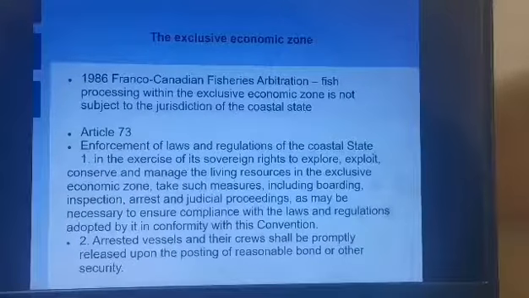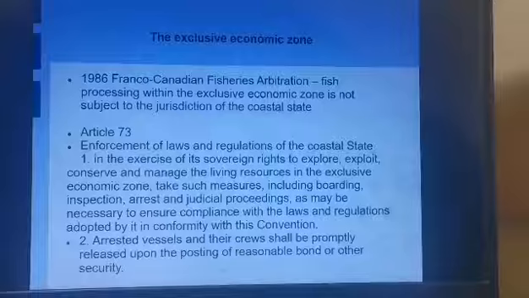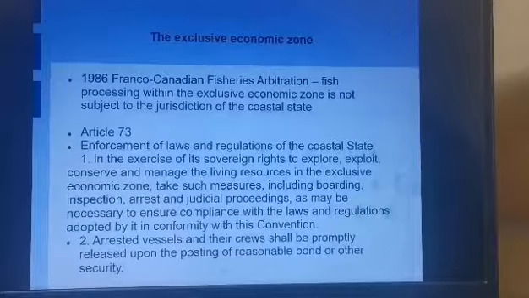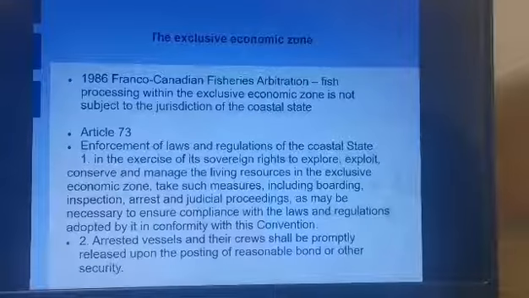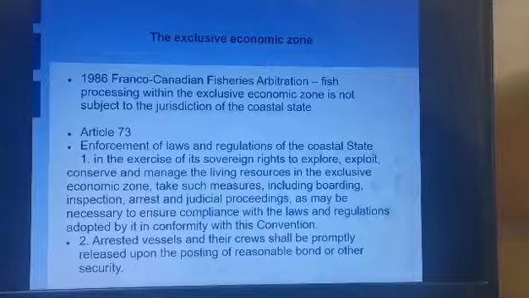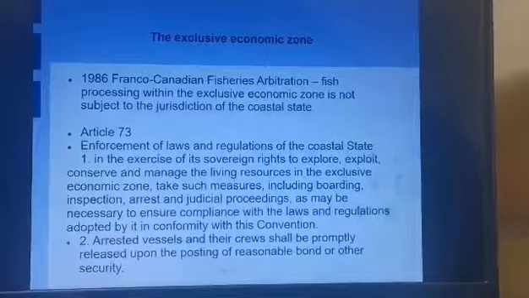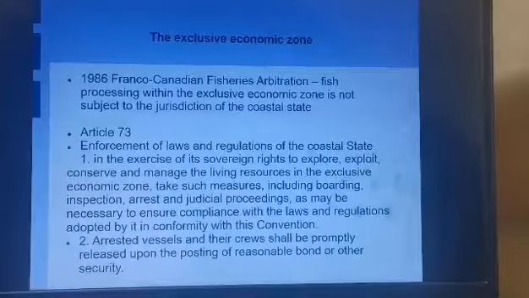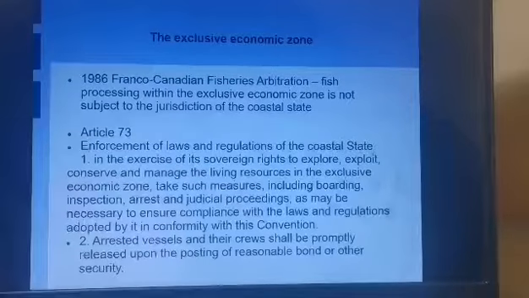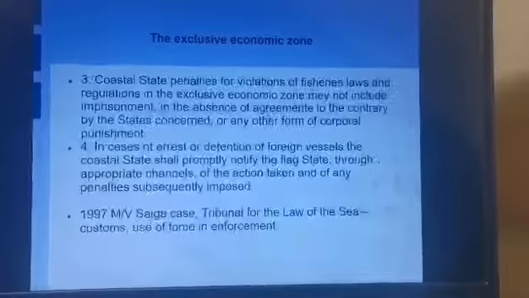Coastal state penalties for violation of fisheries laws and regulations in the exclusive economic zone may not include imprisonment, in the absence of agreements to the contrary by the states concerned, or any other form of corporal punishment. In cases of arrest or detention of foreign vessels, the coastal state shall promptly notify the flag state, through appropriate channels, of the action taken and of any penalties subsequently imposed.